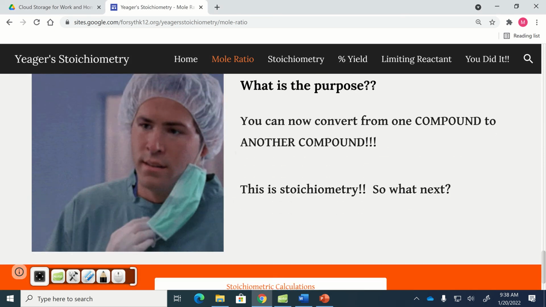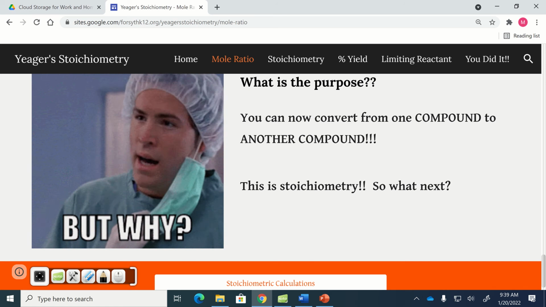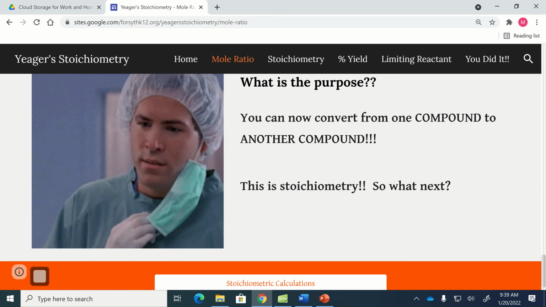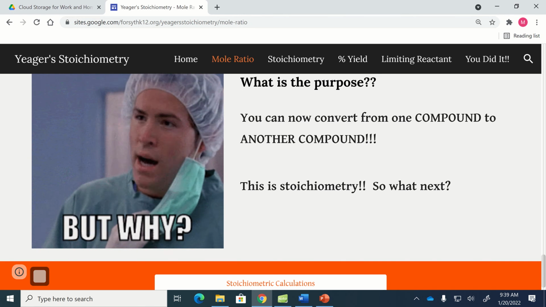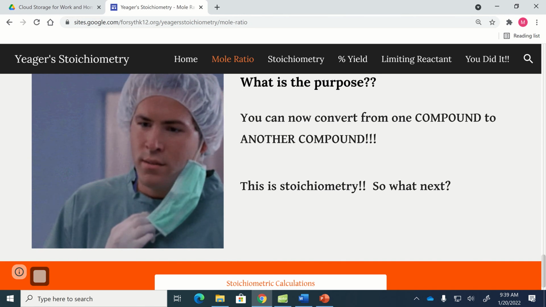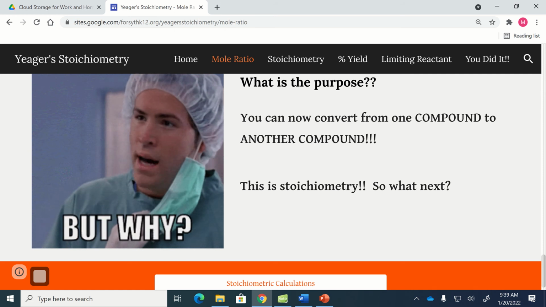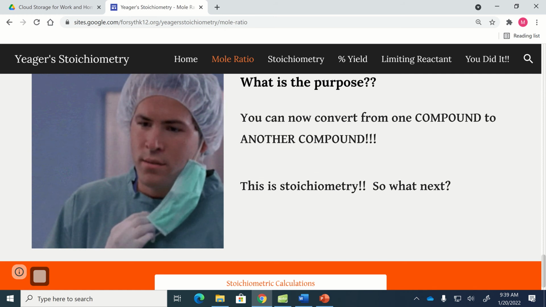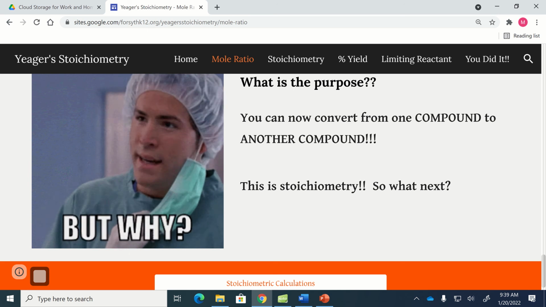So what I'm trying to push a bit more this year, or any year, is what is the purpose of all this? Okay? What is the purpose of the mole ratio? You now have the ability to convert from one compound to another compound. This is our way. In the prior unit on moles, we focused on only one compound the whole time. We converted the mass of that compound to moles. We converted that mass to liters, mass to particles. But we always stuck with one compound. Now we can convert between the compounds. Okay?